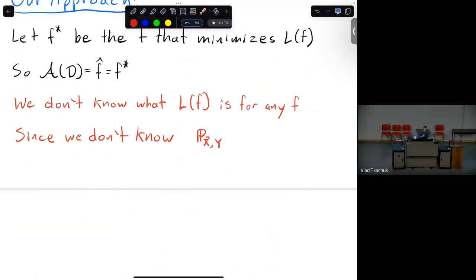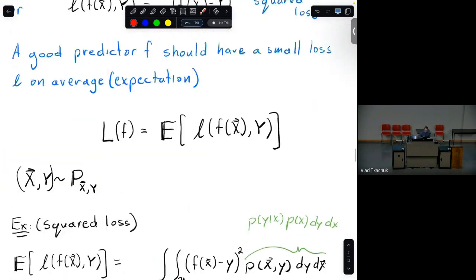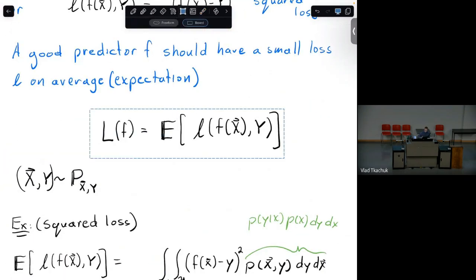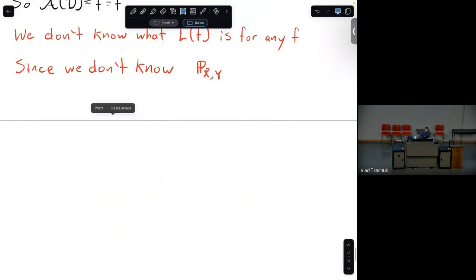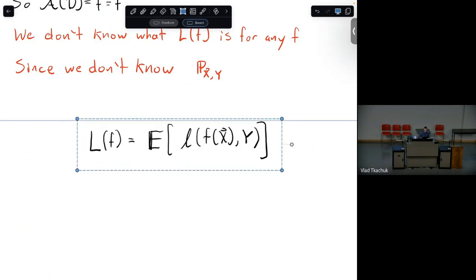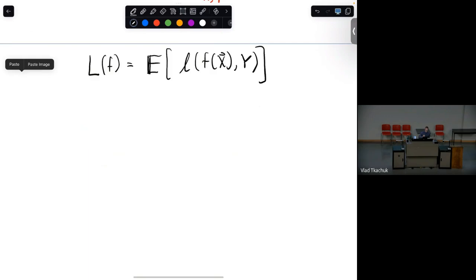So let me just copy and paste this objective so it's here as well. Okay, so we had this thing. So this was like this loss thing. Okay. And so now I actually write how this is how we're going to define our learner. So let's call this thing defining the learner.